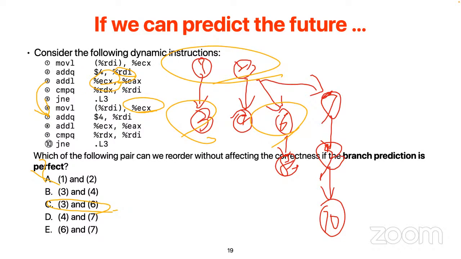Okay, how about 4 and 7? Again, if you look at 4 and 7, they don't have a dependency with each other, but why can we not reorder them? If you execute 4 before 7, what's going to happen?